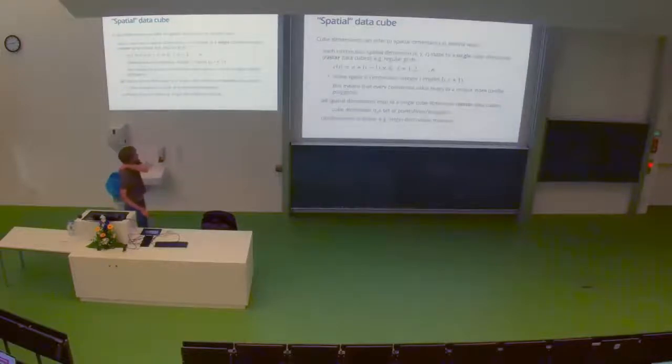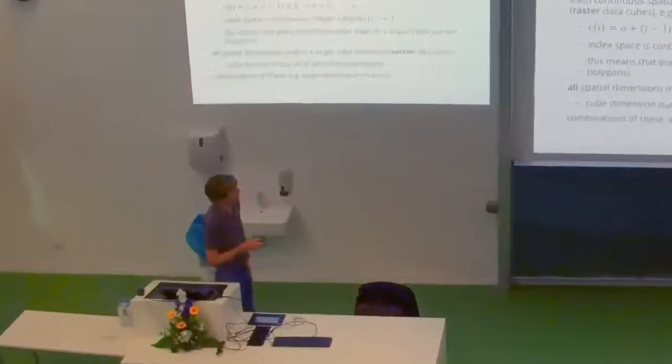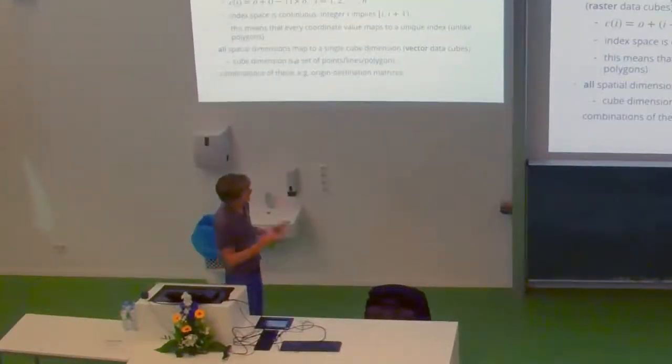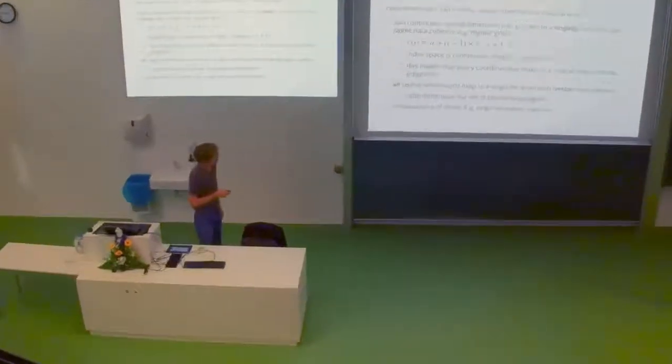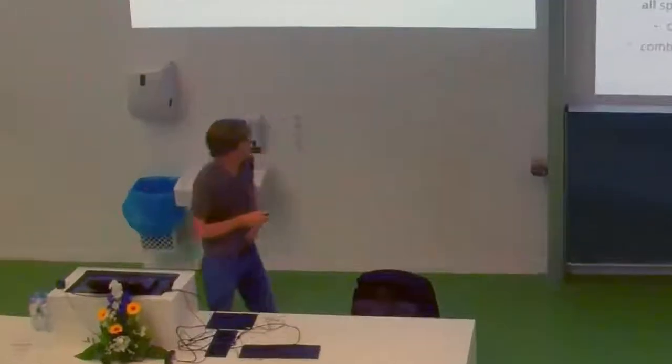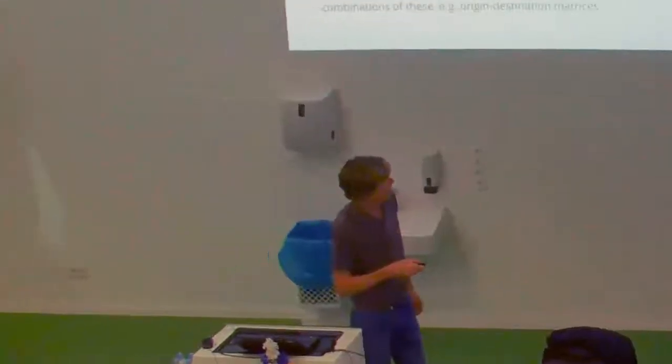So spatial data cubes refer to data cubes with spatial dimensions in several ways. And one is that you map a really spatial dimension like X, Y, or Z into sort of regular grids, which give you the standard raster data. So there the index space is continuous, and you get an implied sort of half-open interval. And every coordinate really maps into a unique ID, into a unique index.